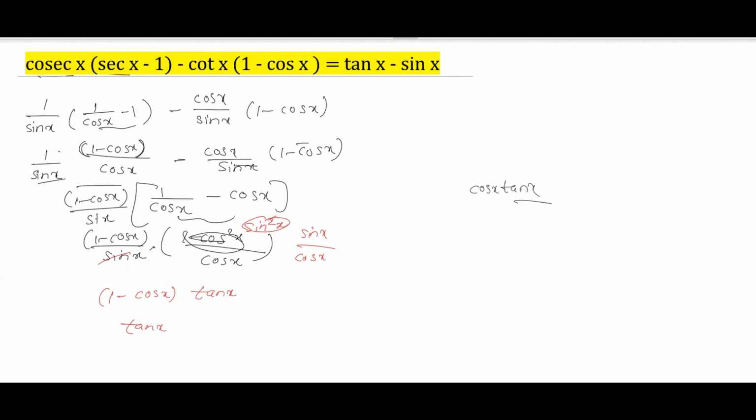This cos x into tan x, tan x can be written as sin x upon cos x. So what happens, this cos x and cos x will get cancelled and the remaining would be sin x. So tan x minus sin x. So this is nothing but the RHS we have.